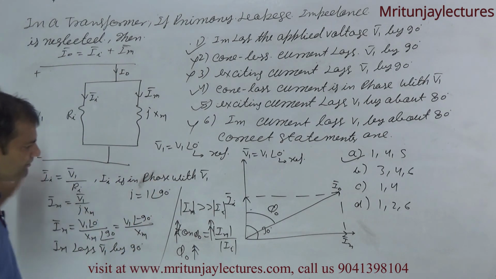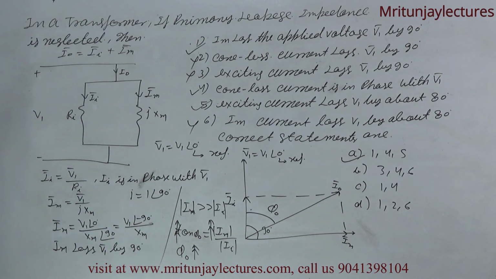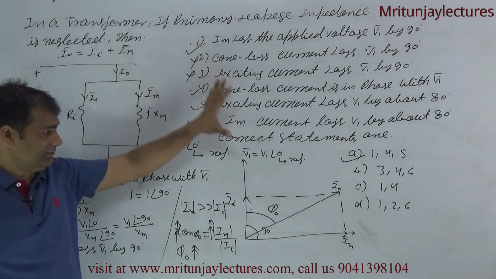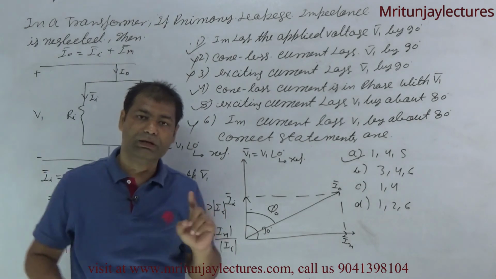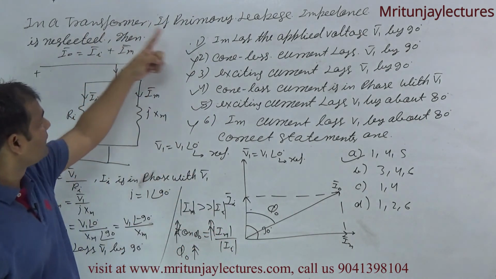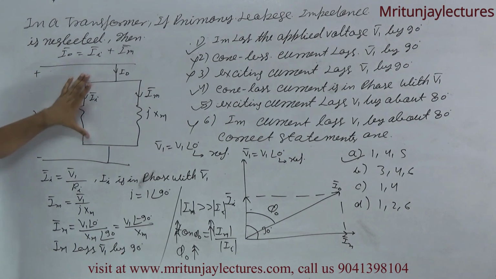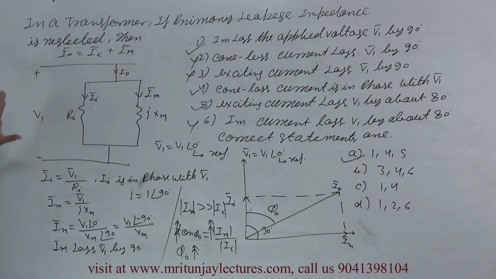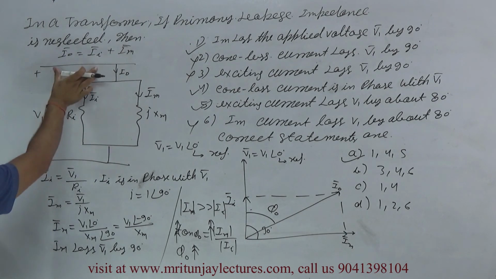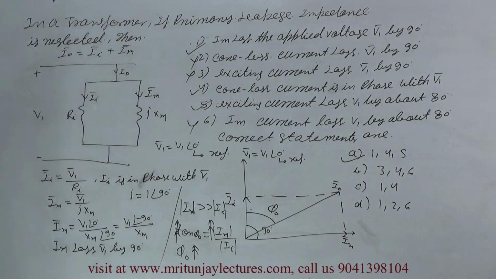Is it clear? According to the question, this option is only valid if the primary leakage impedance is neglected. Then this voltage is equal to this one and this one, as they are in parallel. Otherwise, this voltage is equal to this voltage drop plus this one.